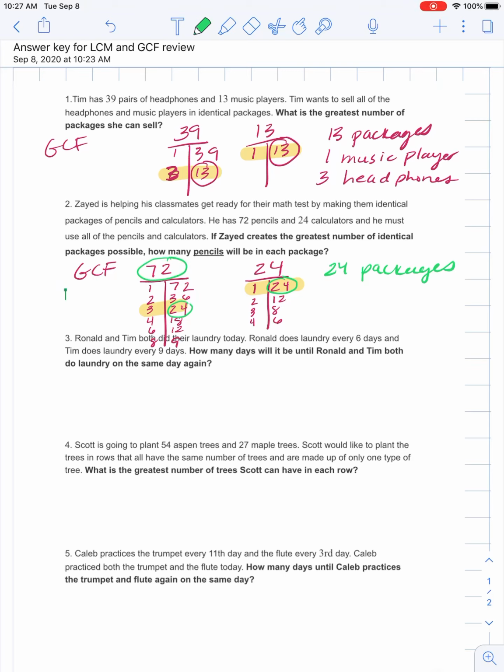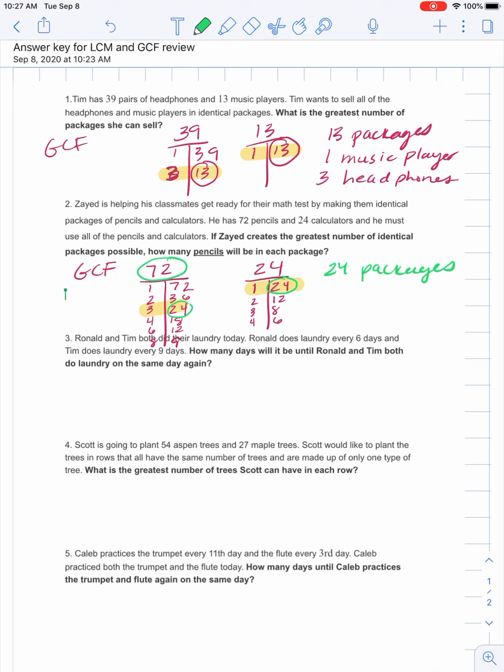Ronald and Tim both did their laundry today. Ronald does laundry every 6 days and Tim does laundry every 9 days. How many days will it be until they both do laundry on the same day again? We're looking at cycles of time. So this one's going to be the least common multiple. So let's list some multiples of 6, and then we're going to list some multiples of 9. And then we're going to find the first one that they have in common.